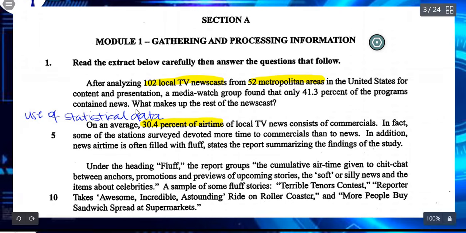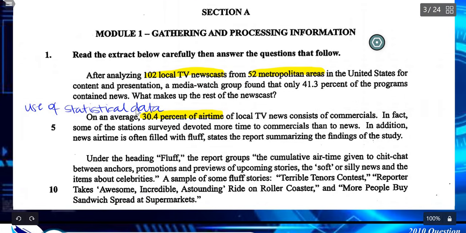Now, under the headline fluff, the report groups the cumulative airtime given to chit-chat between anchors, promotions, and previews of upcoming stories, the soft or silly news, and the items about celebrities. A sample of some fluff stories: Terrible tenors contest. Reporter takes awesome, incredible, astounding ride on roller coaster. And more people buy sandwich spread at supermarkets.